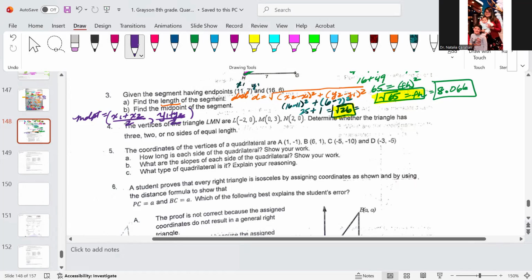Okay, so then let's plug those numbers in, right? So just look at x: 11 plus 16 is going to be 27 divided by 2. 7 plus 6 is 13 over 2. That is your midpoint right there. If you have a calculator, it's 13.5 and 6.5. That's your answer.